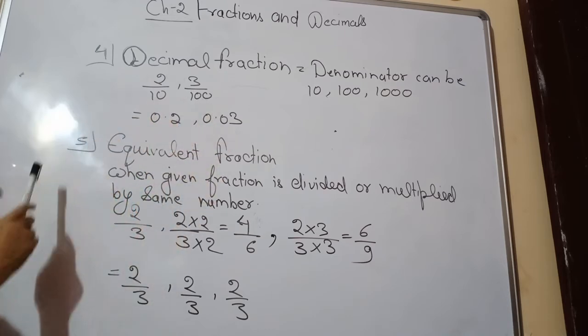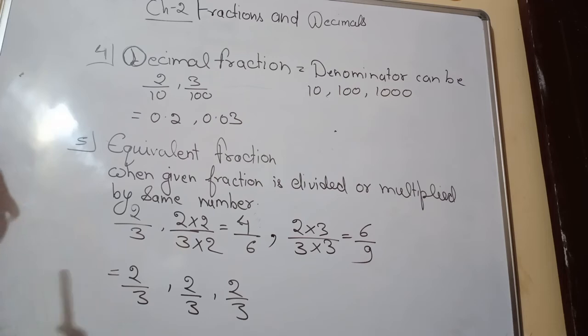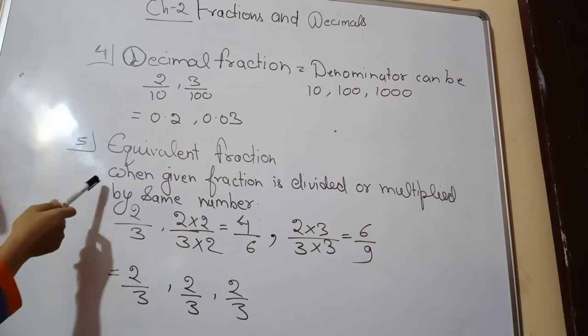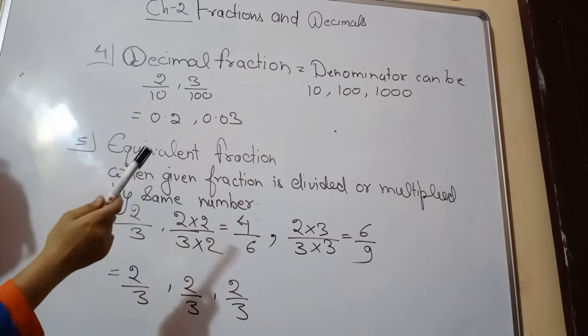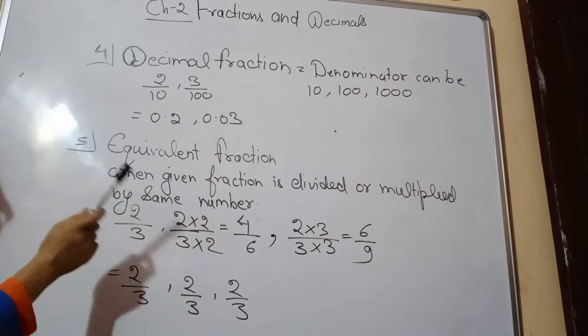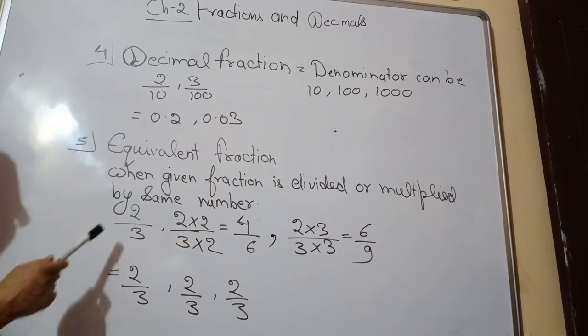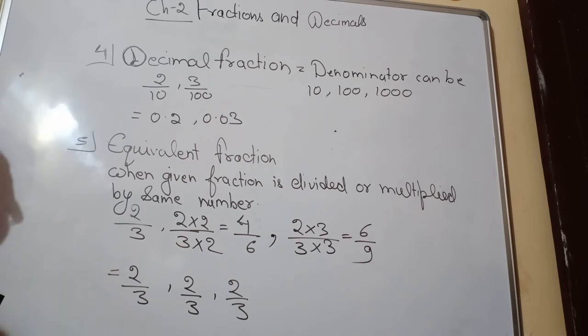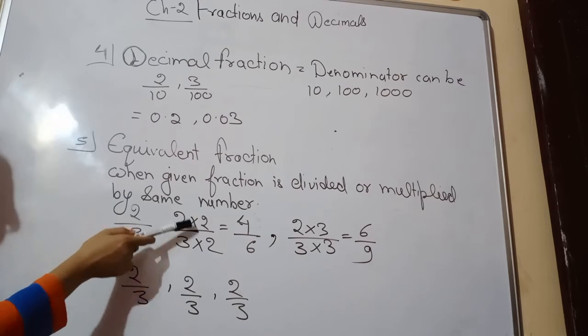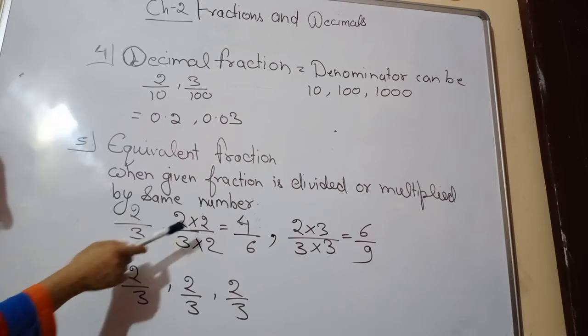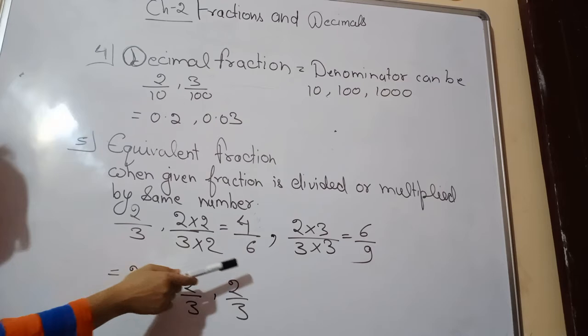Fifth type is equivalent fraction. So what do we understand by equivalent fraction? When a given fraction is divided or multiplied by the same number in both numerator and denominator to obtain a new fraction. Suppose there is a given number 2 by 3. What we have to do? Either we have to divide the given fraction by the same number or we have to multiply the given fraction by the same number. So see here, I have multiplied the given fraction by the same number 2, 2 and here 3 and 3.